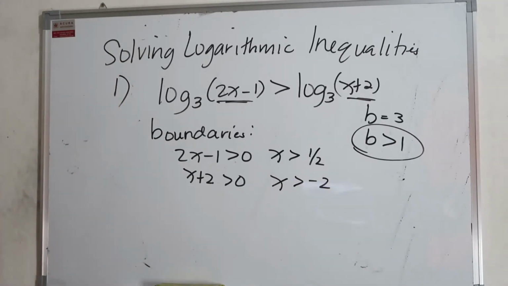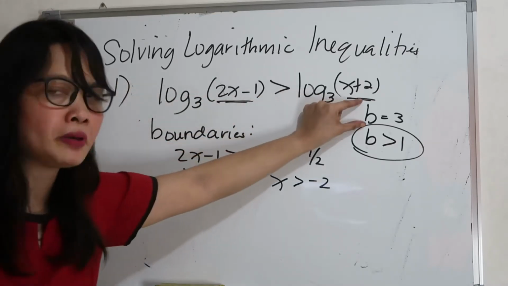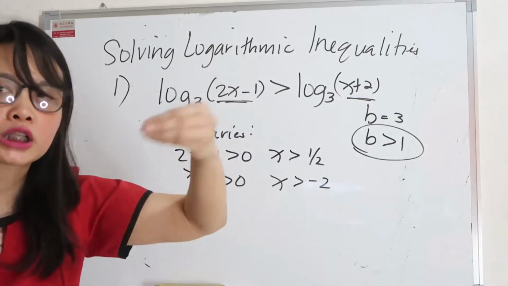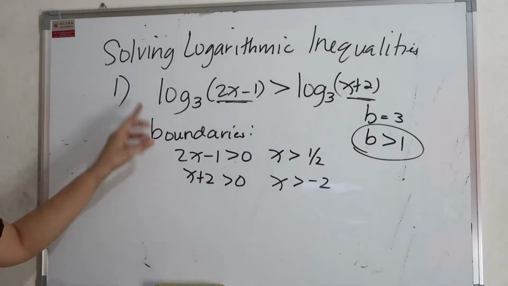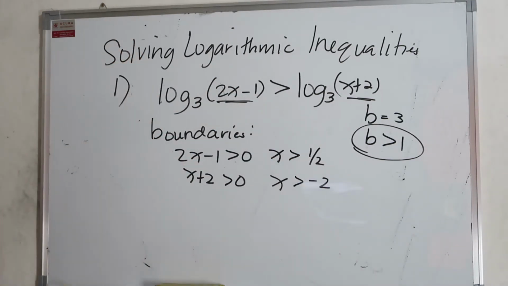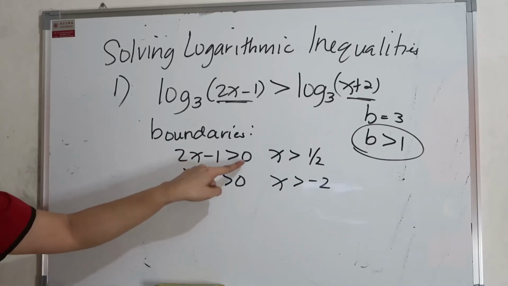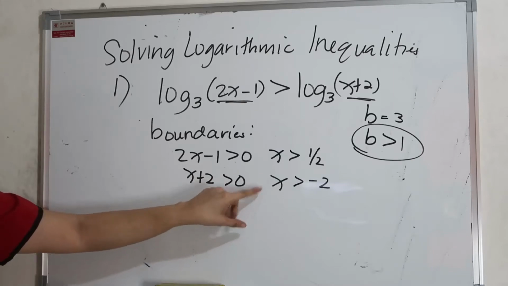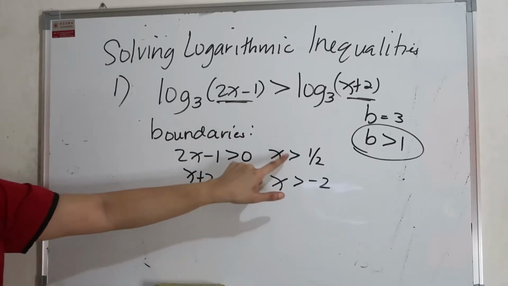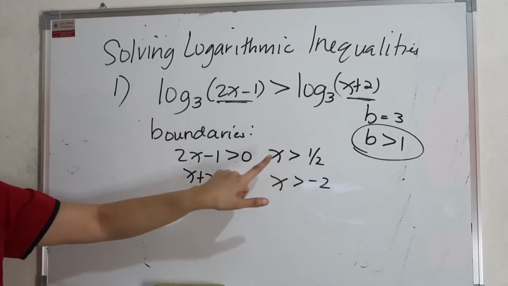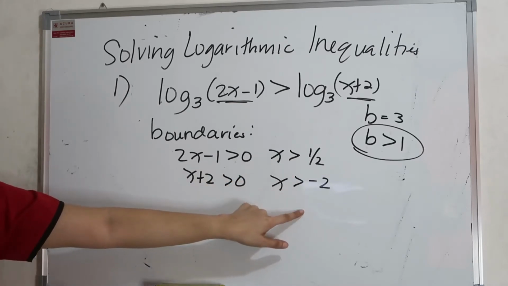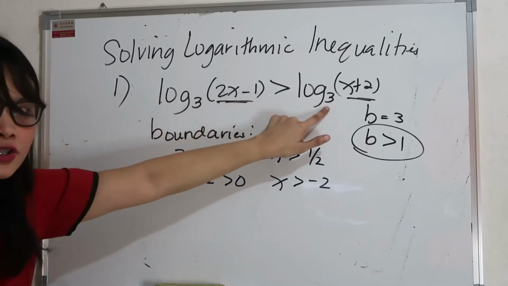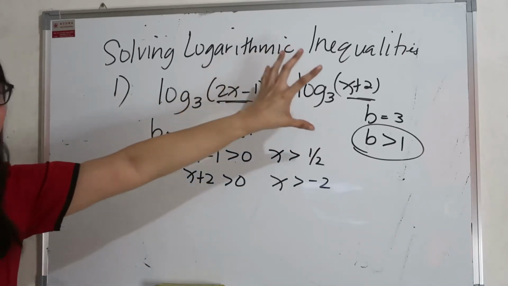Again, the first procedure is to identify your base, and whether it is less than or greater than 1, to determine what condition to use. Next, identify your boundaries. We have 2x minus 1 greater than 0, always greater than 0, and x plus 2 greater than 0. So x is greater than 1/2, and x is greater than -2.